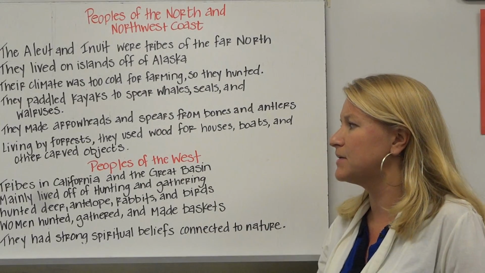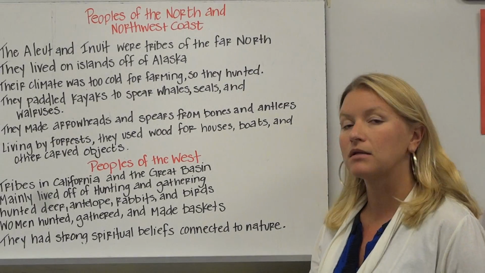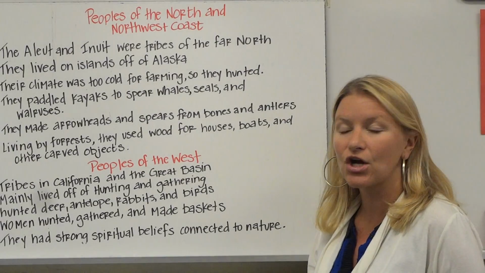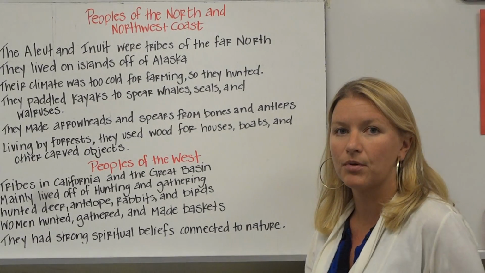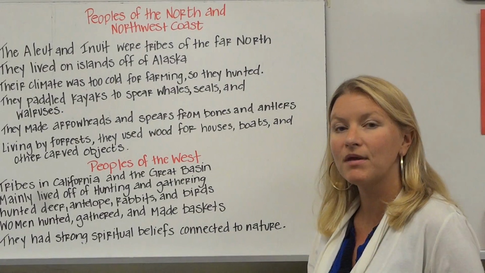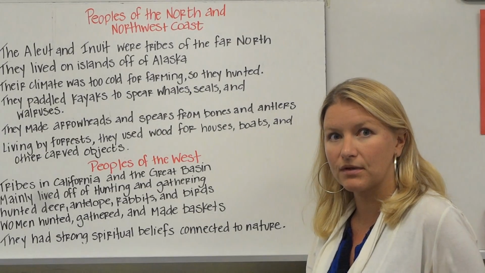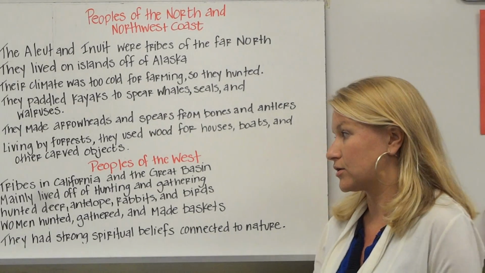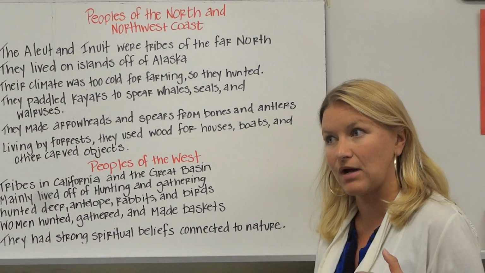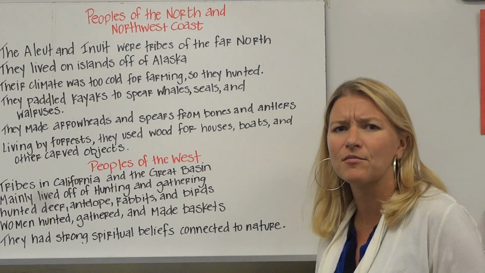Then we're going to move down to the people of the West. That's California and the Great Basin. A lot of those cultures lived off of hunting and gathering. Deer, antelope, rabbits, birds, things along those lines were the major source of their diet. While the women hunted and gathered, they also made baskets, and those baskets were considered very unique pieces of art. They had really strong spiritual beliefs, as we're going to talk about throughout this, that really connected them to nature, as most Native American groups did.